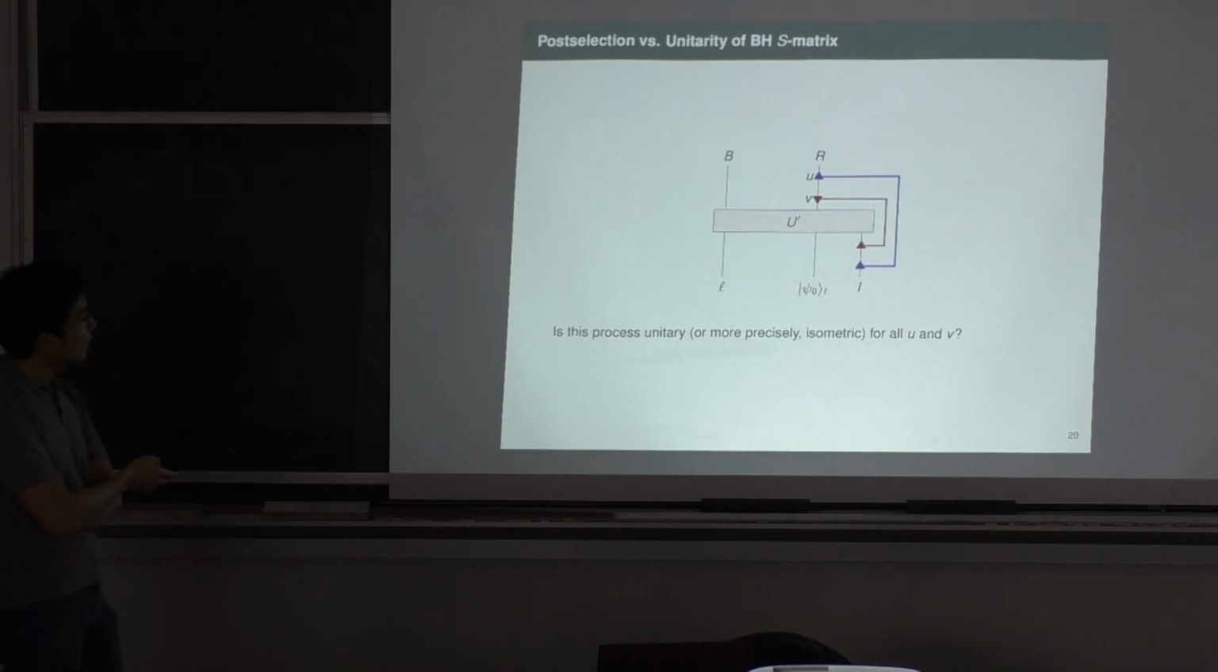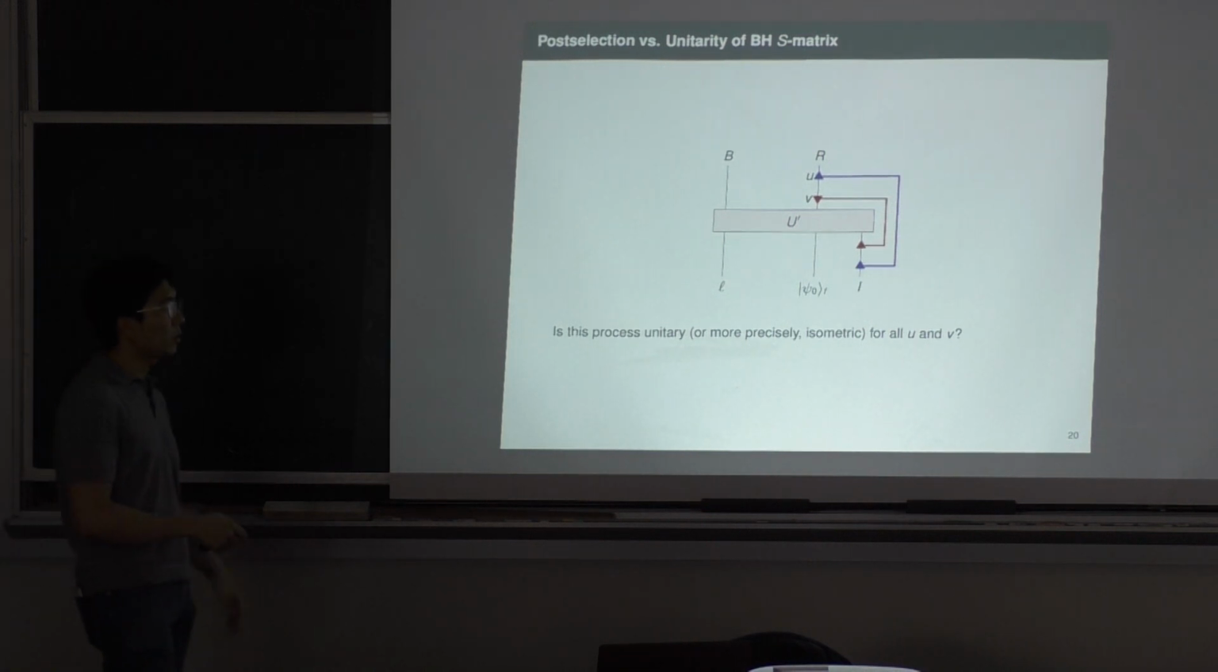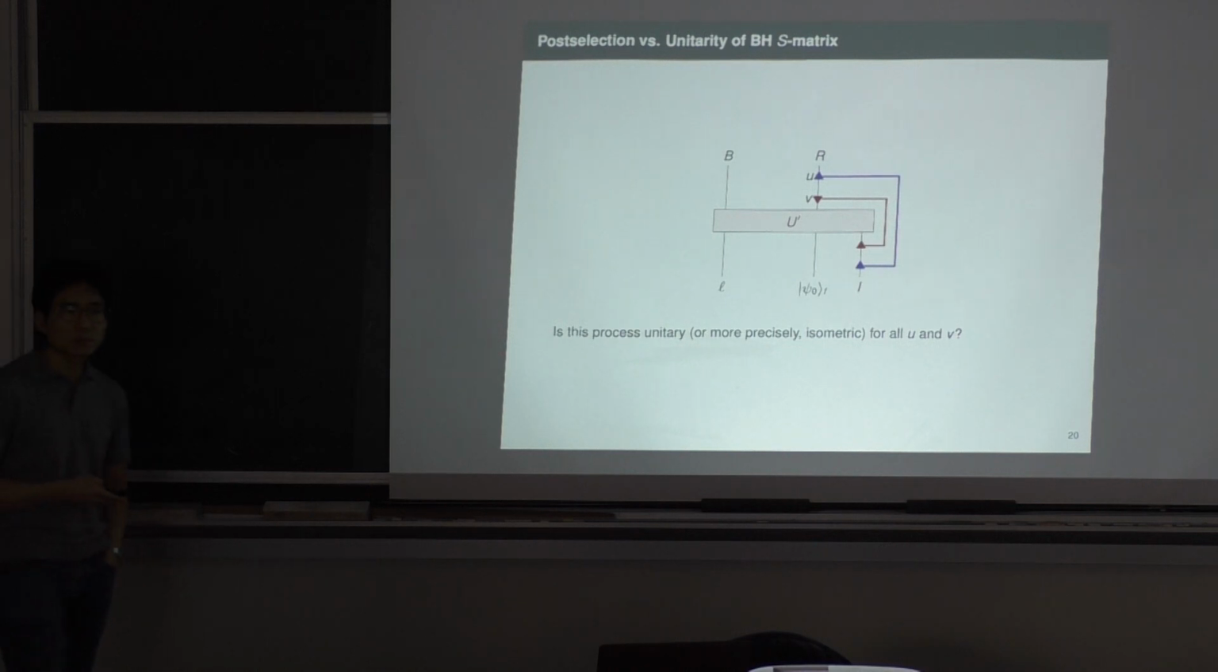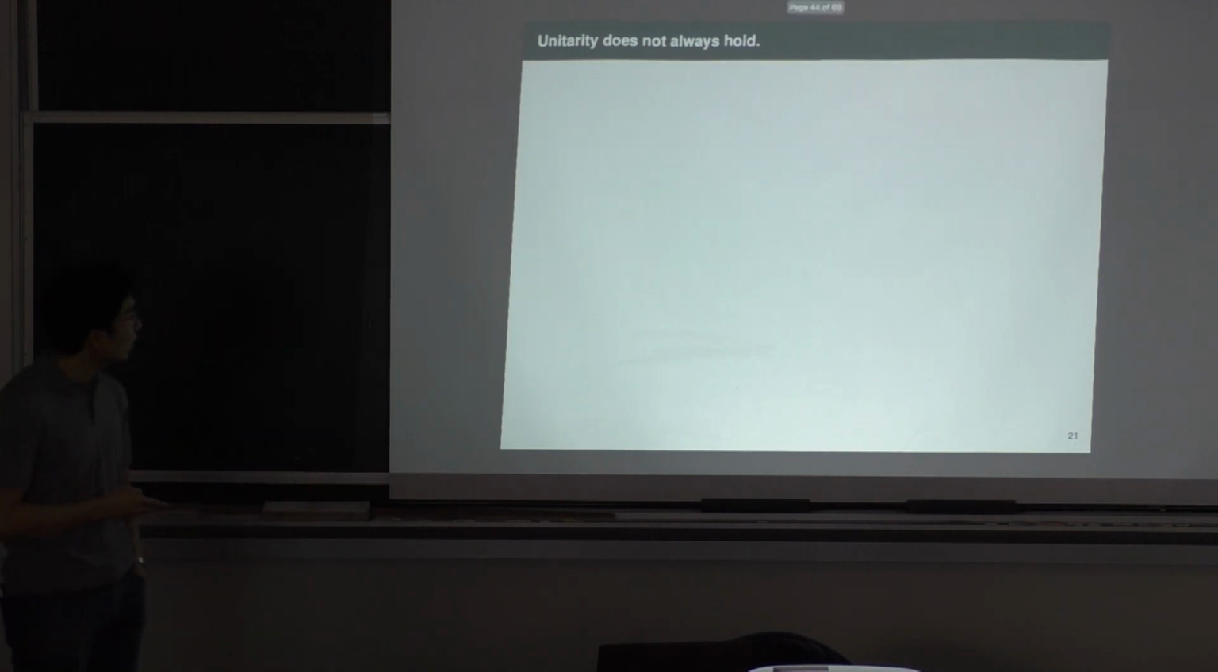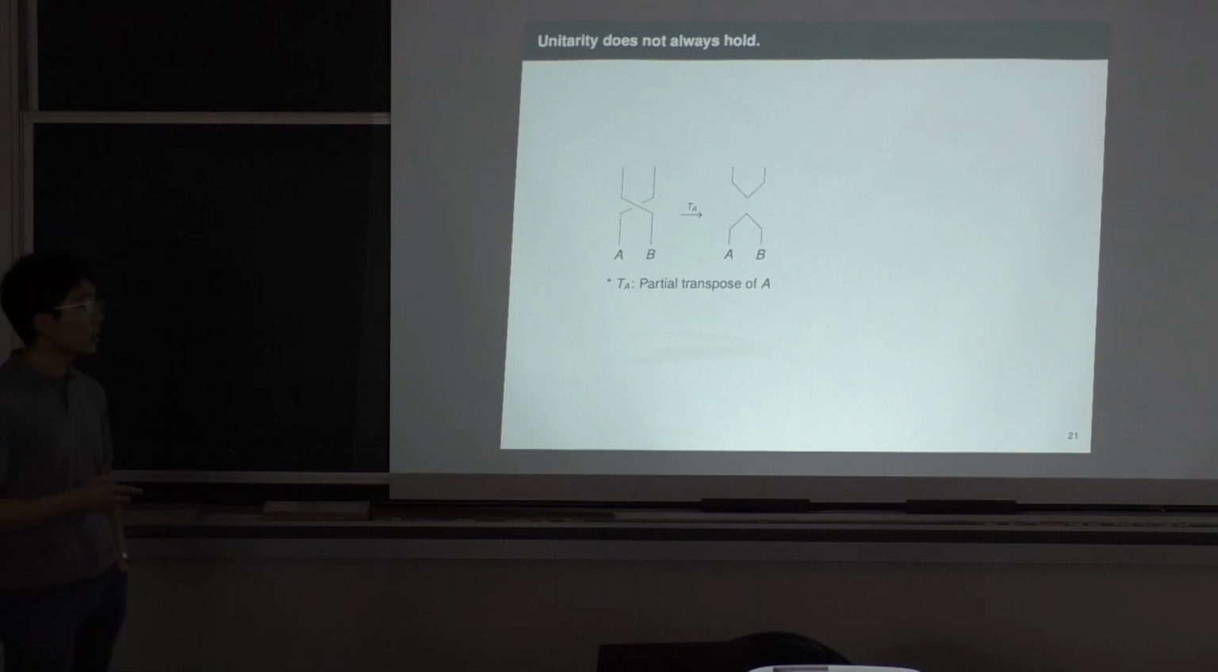If you have an infalling observer that interacts with the modes outside and the inside radiation, upon straightening the legs, the diagram that you get is a linear map, which is here. And the question is: is this process unitary, no matter how you choose U and V? One thing that I should note is that if you're allowed to do anything in your choice of U and V, in general, unitarity will not hold.